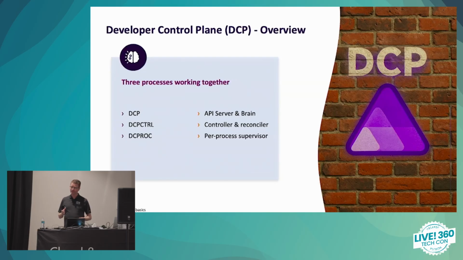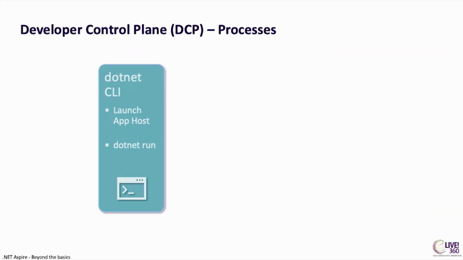The DCP consists of 3 different processes. So there's, to make things complicated, a DCP executable, a DCP control, and a DCP proc. The DCP process is where the management API lives, that can be accessed by the app host. The DCP control has the muscle and capabilities to actually launch projects. And then the DCP proc is usually used as a monitoring process. And well, we'll dive into those in much more detail right now.